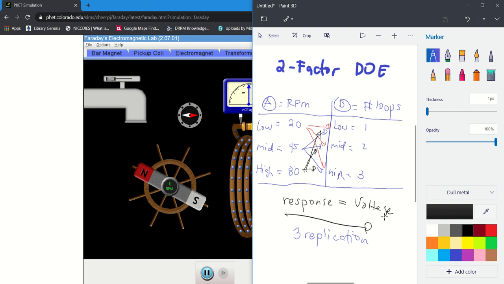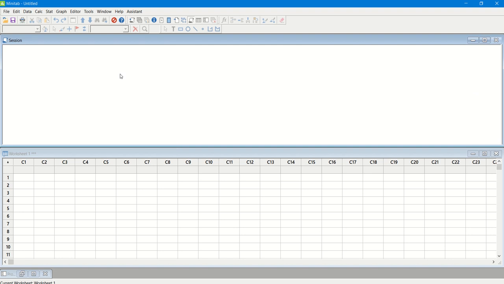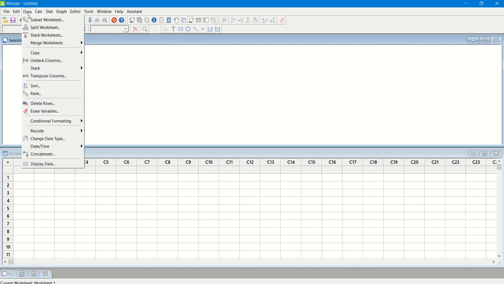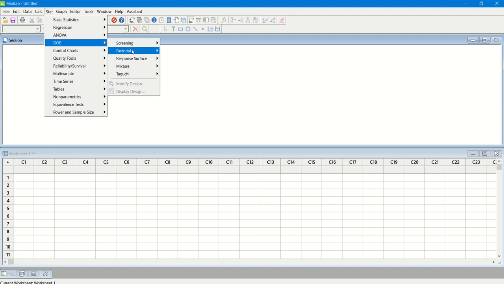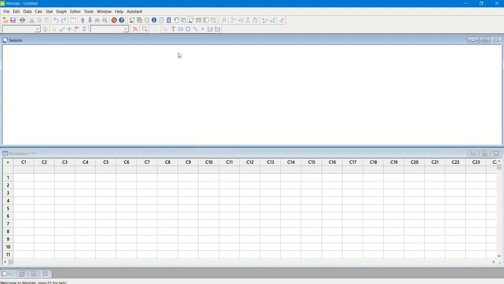So, here we're going to determine what is the relationship between the RPM and the number of loops to the response, which is the voltage. So, here we're going to interpret everything about it. Okay? So, we try to use Minitab. So, data, stat, we use DOE, Factorial, create Factorial design.